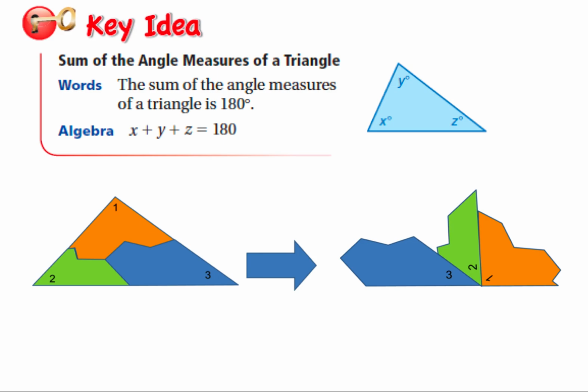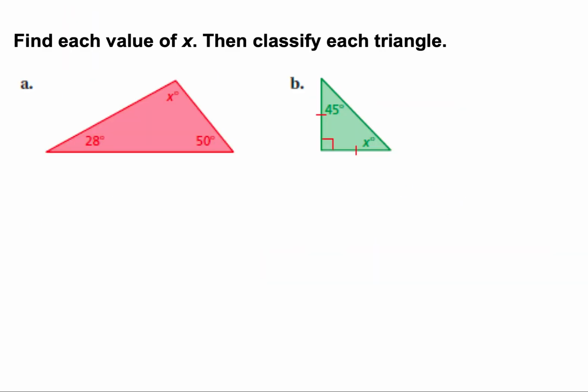And our key idea for today is the sum of the angle measures of a triangle is always going to equal 180 degrees. And they demonstrate that in the picture there. If you ripped off each of these three corners of your triangles and you put all of the corners together, the vertices of the triangle, then together they all form a straight line. So the amount of degrees in a straight line, 180 degrees, is the same as the amount of degrees in a triangle.